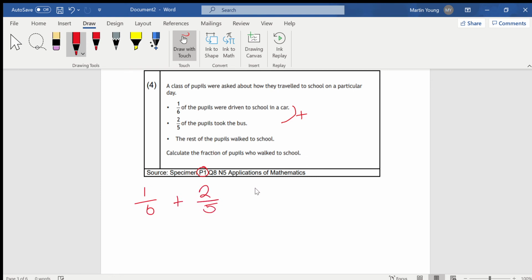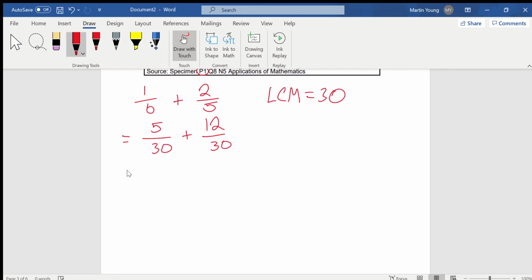Now you could find the lowest common multiple. Turns out the lowest common multiple for this is actually 30. That's one thing that we could do. So both of these will become over 30. Then I think to myself, what have I done to the 6 to turn it into 30? I've times by 5, so I'd have to do the same to the top. What have I done to the 5 to turn it into 30? I've times by 6, so I have to do the same to the top, so it becomes 12. But I could also use the smile and cross method as well. Okay, so adding those together, I'm going to get 17 out of 30.